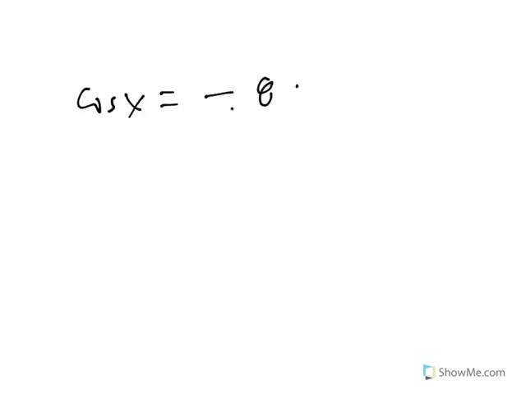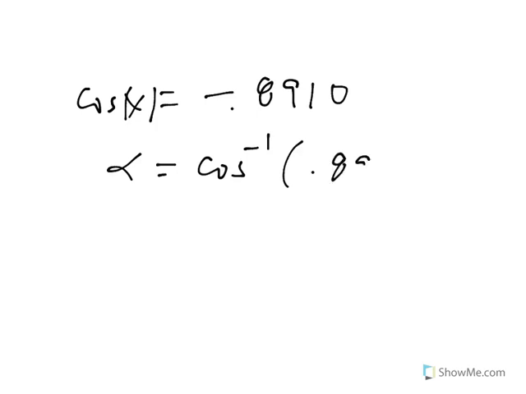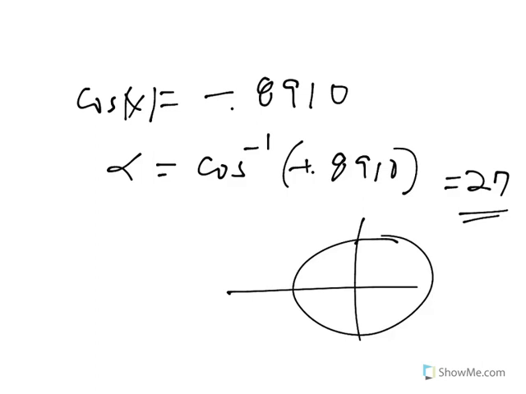Same thing with cosine. For this equation, we first find the reference angle, which is cosine inverse of positive 0.8910, which becomes 27. Now 27 is not the answer to the question. Cosine is negative in quadrants 2 and 3, so the answers are 180 minus 27 and 180 plus 27.